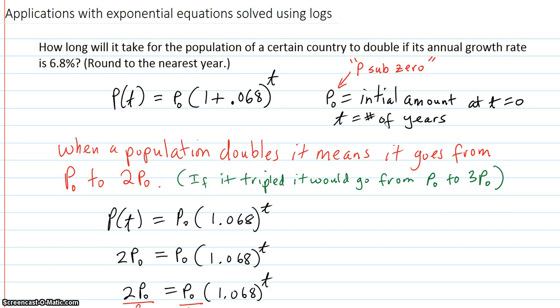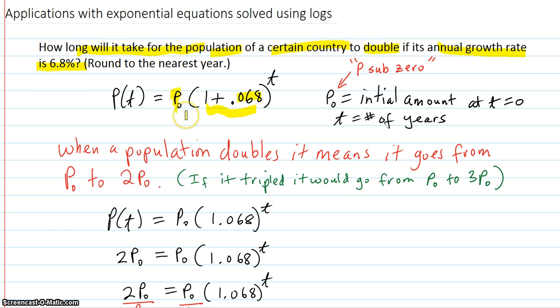Applications with exponential equations solved using logs. So here's the original problem. How long will it take for a population of a certain country to double if its annual growth rate is 6.8%? So it's a growth rate. This is the growth rate here. Our growth factor is 1 plus that rate.